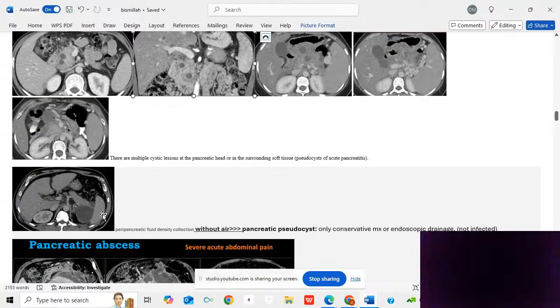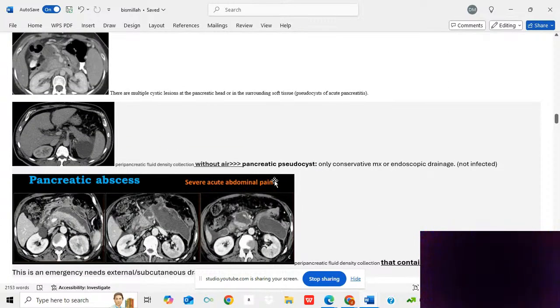Okay, so when you see it, what to do? Pancreatic pseudocyst should be excluded from the pancreatic abscess, as pancreatic abscess is an emergency and should be drained immediately by a subcutaneous route, external drainage by insertion of a subcutaneous catheter or tube.